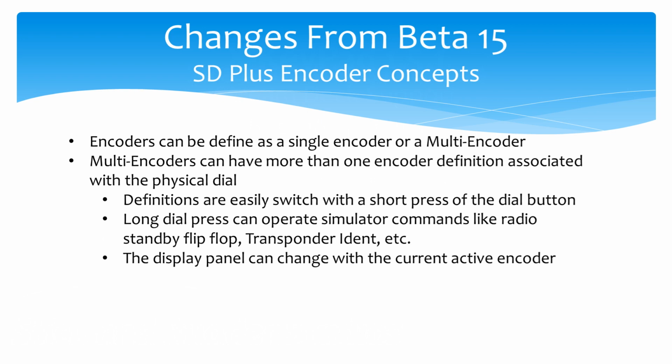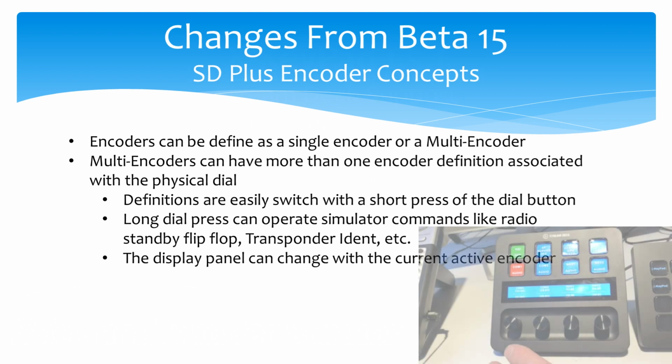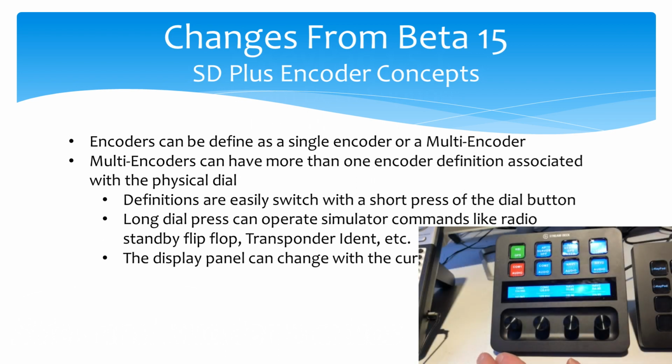So in a multi-encoder, you now have the concept of a short press and a long press. What a short press does is toggle you back and forth between two encoder definitions. And let me show you that over here. I've got the COM1 encoder definition up here. And right now you see as I turn this, what it's going to do is adjust the course setting on COM1.